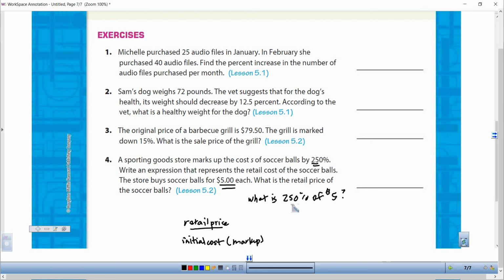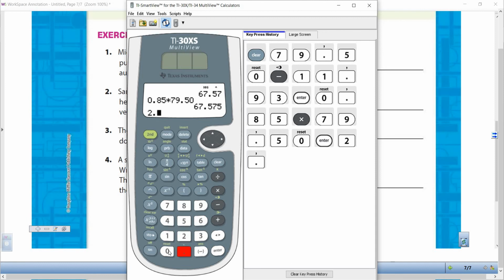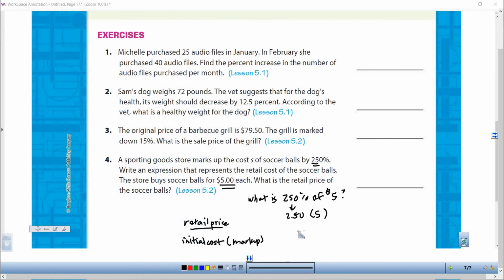All right. And remember, we're going to take that percent before we multiply, and we're going to change it to a decimal. So I'm doing 2.5 times 5. So here we go. Okay. I'm going to do 250% or 2.5 times that original cost of $5. And what do I get? I get $12.50, right? Because 12.5, $12.50. So $12.50 is the retail price for one ball.